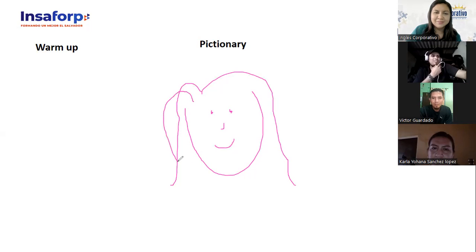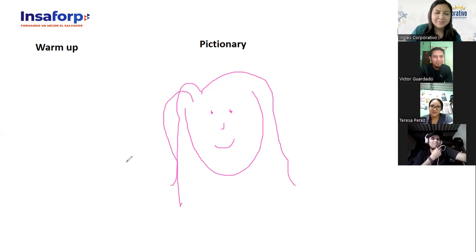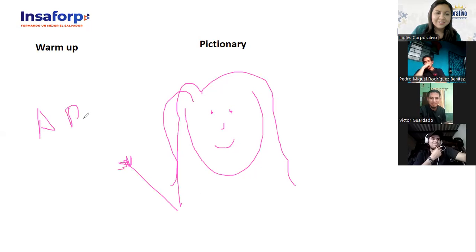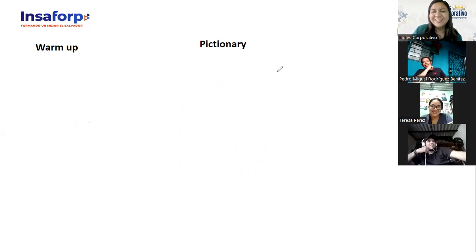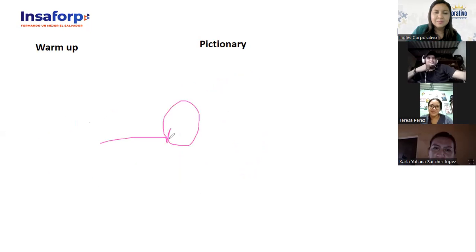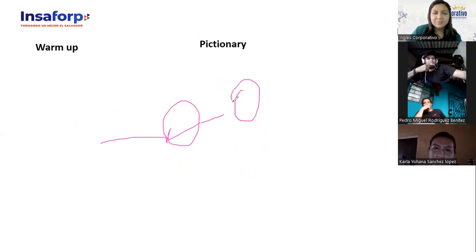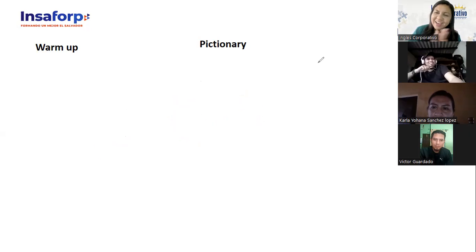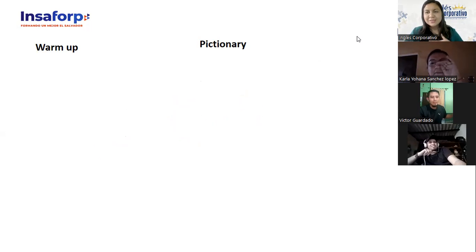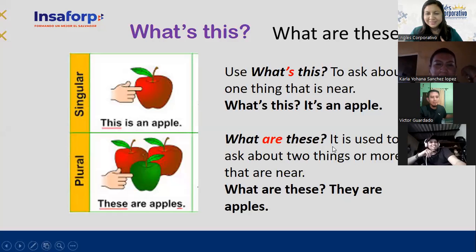Who is this person? Woman. She is a woman. Okay. But who is this woman? Who is this girl? Yes, it's the teacher. Okay, just kidding. Glasses. Nice, very good. You see, I am Picasso because you were able to guess my drawings.